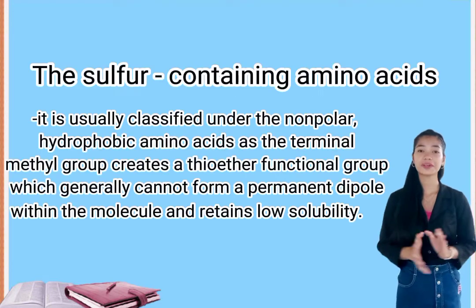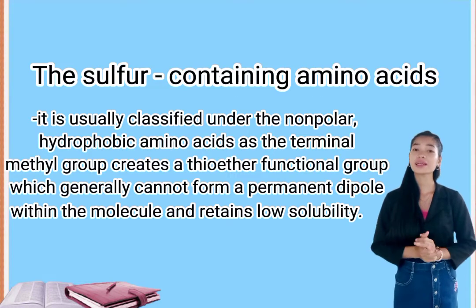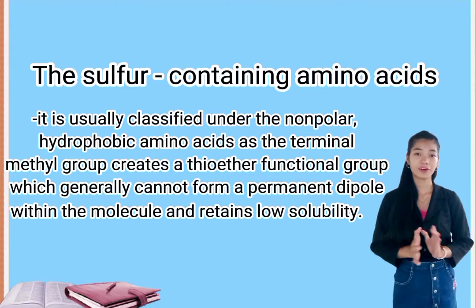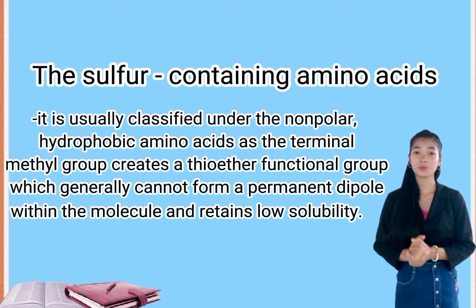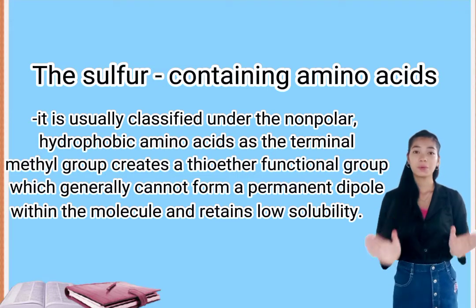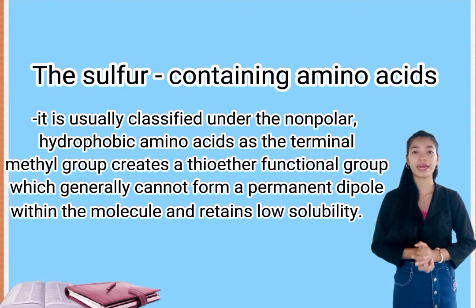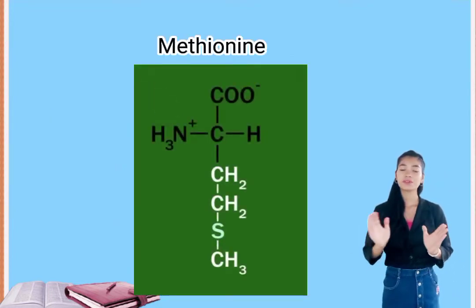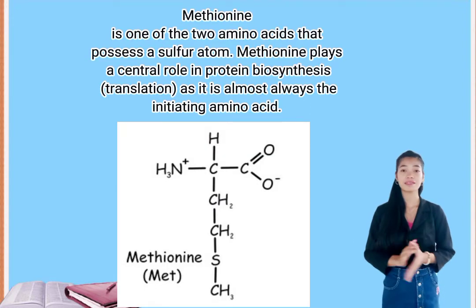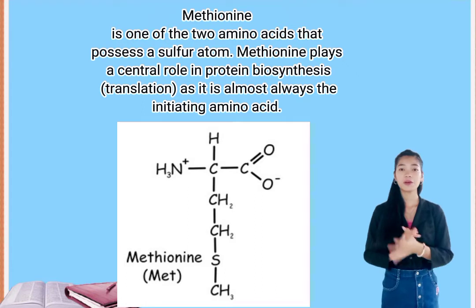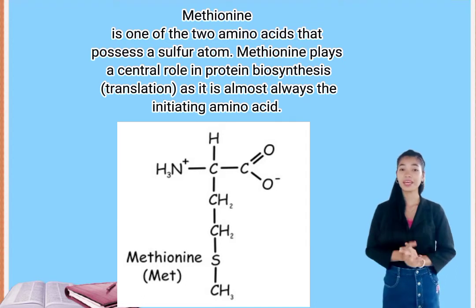And lastly, the sulfur-containing amino acids. It is usually classified under the non-polar hydrophobic amino acids as the terminal methyl group creates a neutral functional group which cannot form a permanent dipole within the molecule and retains low solubility. It includes methionine, one of the 2 amino acids that possess a sulfur atom. Methionine plays a central role in protein biosynthesis or translation as it is almost always the initiating amino acid. Methionine or MET.